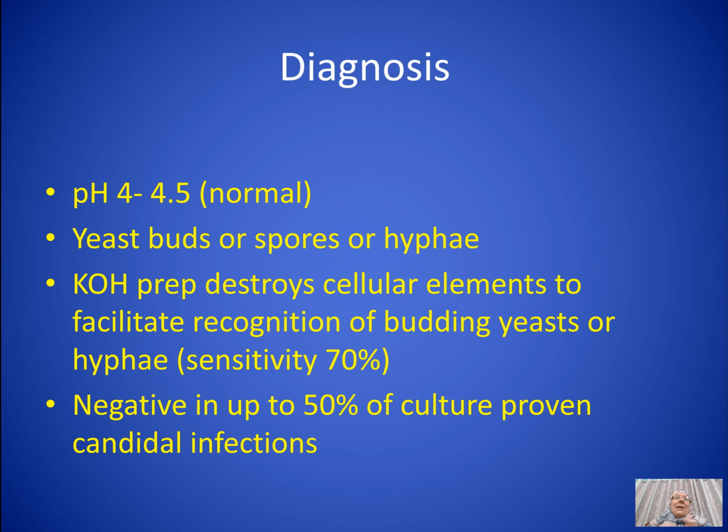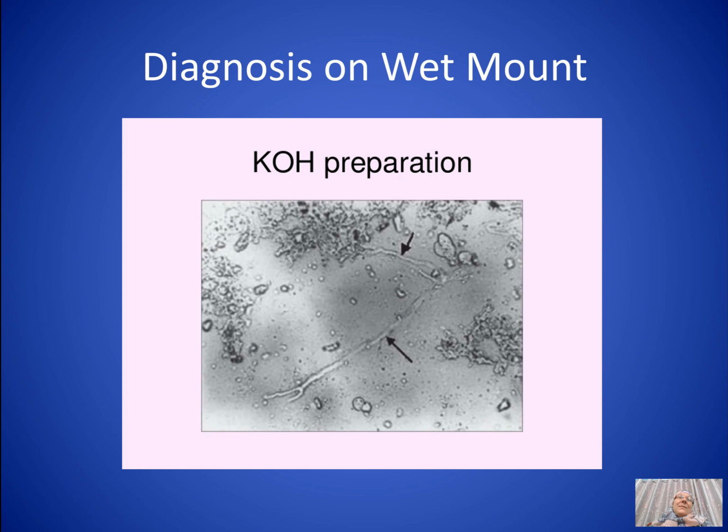However, this test is not as reliable as a culture. So in those patients that have a proven culture, this test under the microscope was negative in 50% of these cases. So here you see the picture of the wet mount, and you see a little arrow at the hyphae and how they present under the microscope.